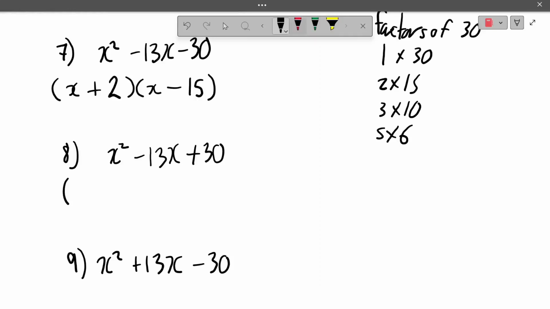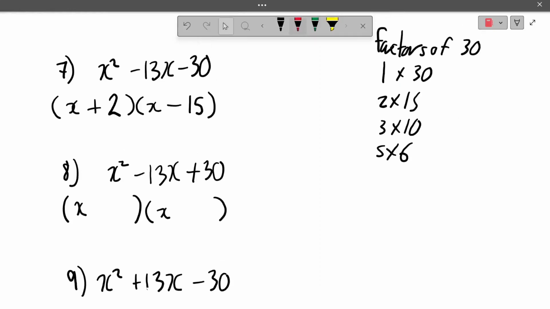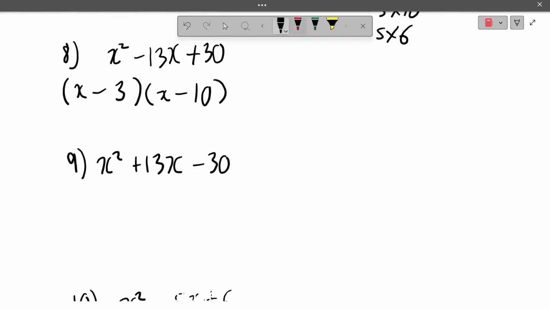Okay, let's look at the next one. Let's put our brackets in, x and an x. I can still see my factors of 30 there, and I'm going to write them again for the next one. Now I need to multiply to make a positive, but add to make a negative. So this is where we have two negatives. Multiplying two negatives together gives a positive. Minus 1 minus 30 is minus 31. That's not what I'm looking for. Minus 2 minus 15 is minus 17. Again, I'm looking for minus 13, so that's not it. Minus 3 minus 10. Perfect.